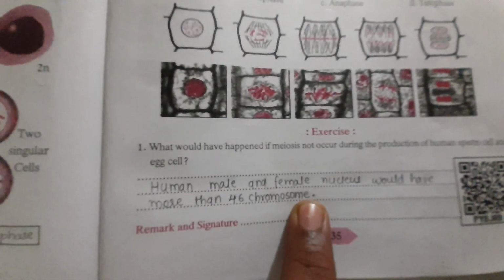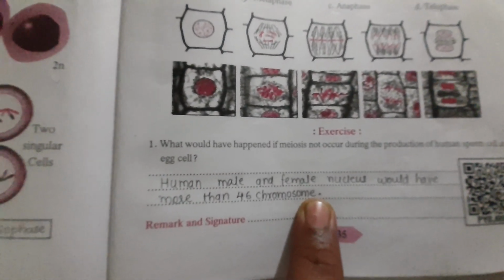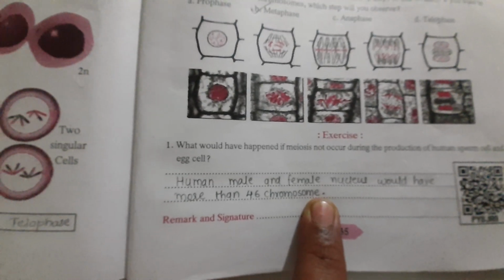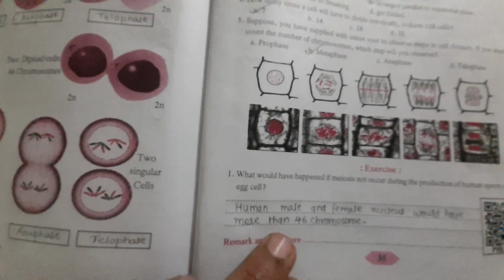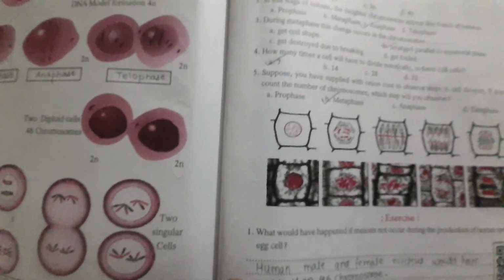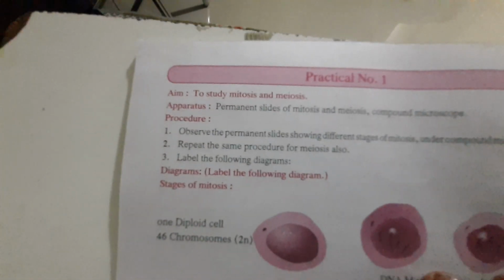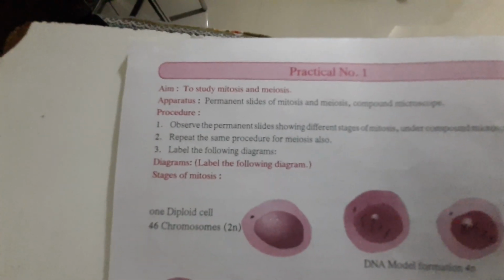So that's it for the first practical. You have to write this practical in your practical journal and note down these observations and complete your practical journal for the first practical, that is to study mitosis and meiosis. Thank you.